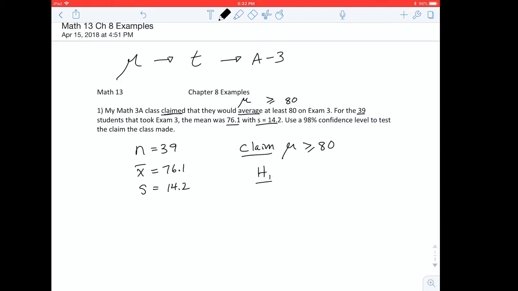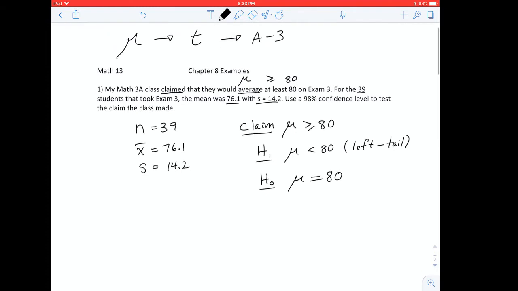Then the alternate hypothesis. The main rule for the alternate hypothesis is it cannot have an equals. Since the claim has an equals, the alternate hypothesis in this case has to be the opposite. And the job of the alternate hypothesis is to tell us how many tails there are. Since this little inequality is pointing to the left, that means this one's left tail. Next up, H sub O always has equals no matter what the other two say.